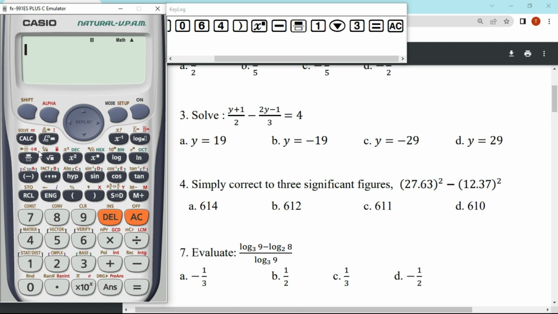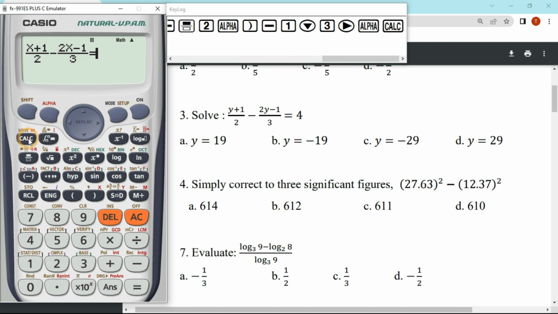So let's go. I'll go in by clicking on the division sign here first. Then I'll input what? My x plus 1. So now my y is now x. So I have what? X, so alpha, plus the close bracket plus 1. Cursor down, all over 2. Then I bring my minus here. Then I bring the division sign again. I have what? 2x, which initially should be 2y, minus 1 all over 3. And that will be equal to 4. So I'll click on alpha and then CALC, which is calculate, then 4.